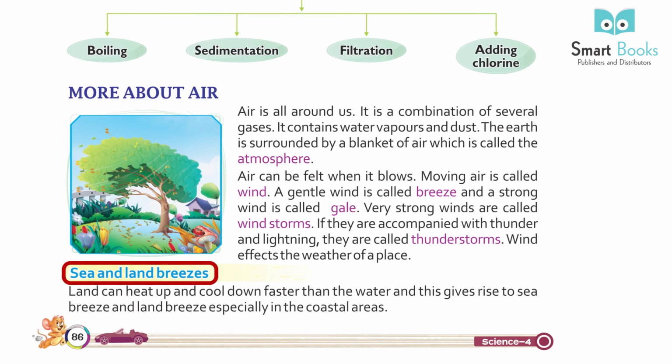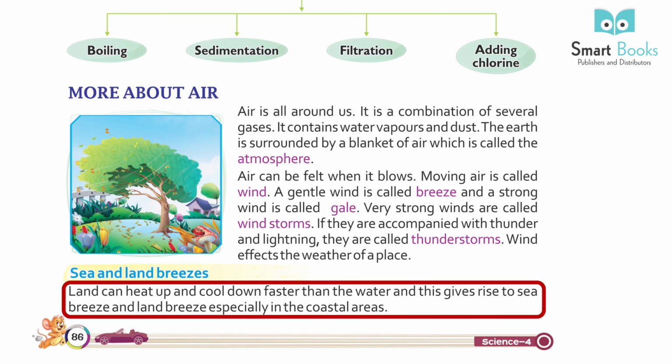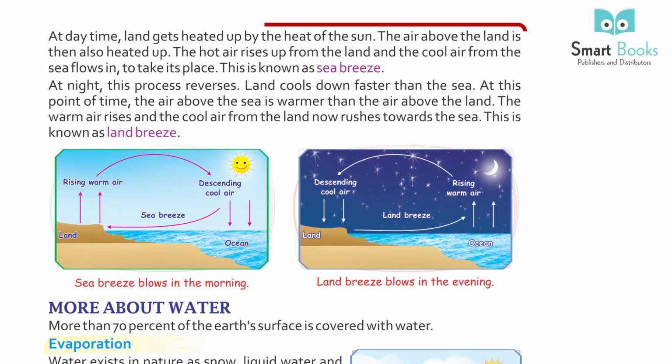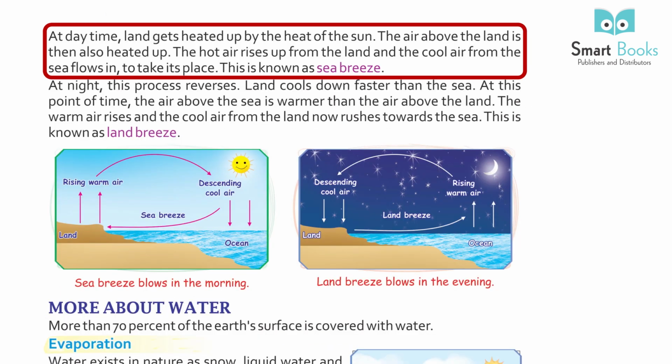Sea and land breezes. Land can heat up and cool down faster than the water, and this gives rise to sea breeze and land breeze, especially in the coastal areas. At daytime, land gets heated up by the heat of the sun. The air above the land is then also heated up. The hot air rises up from the land and the cool air from the sea floats in to take its place. This is known as sea breeze.